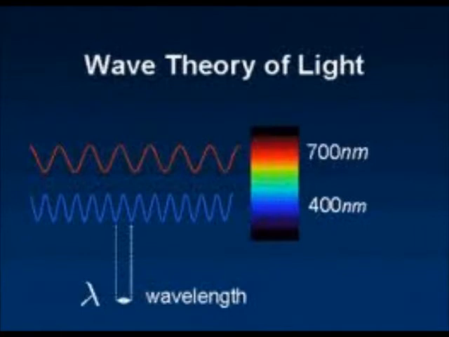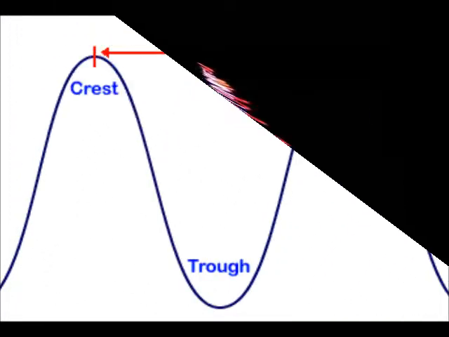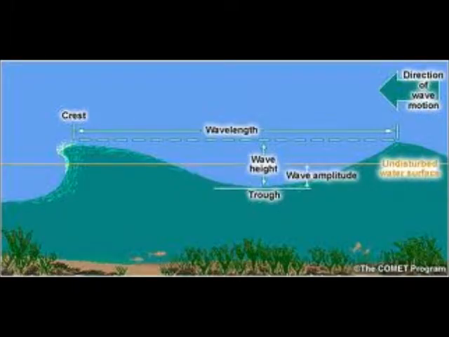The wave theory of light was suggested by Huygens in the late 1600s. A wave is a disturbance or movement that transfers energy to matter or space without causing any permanent displacement. A wave consists of crests and troughs. Wavelength is the distance between two consecutive crests or troughs.